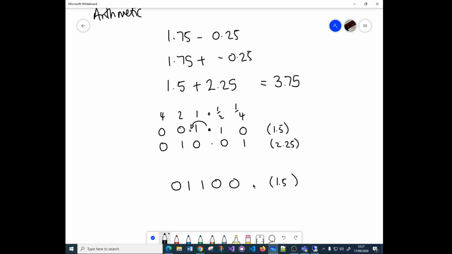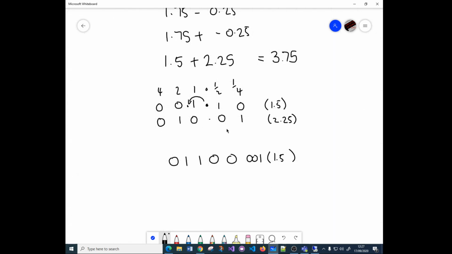What would the exponent be? 0.1. Yeah, positive 1. So that's 1.5. The other one, oops, it didn't register the control key there.